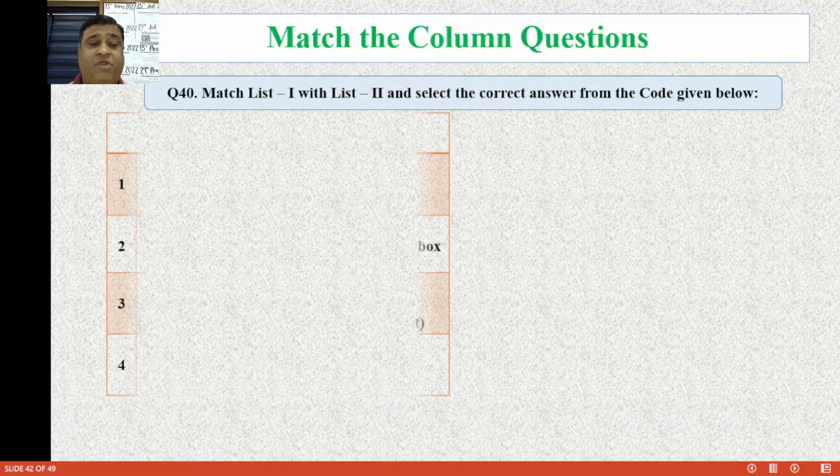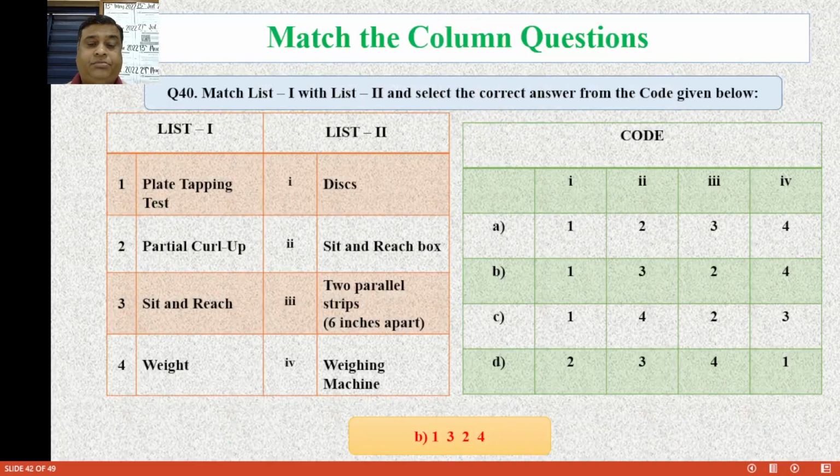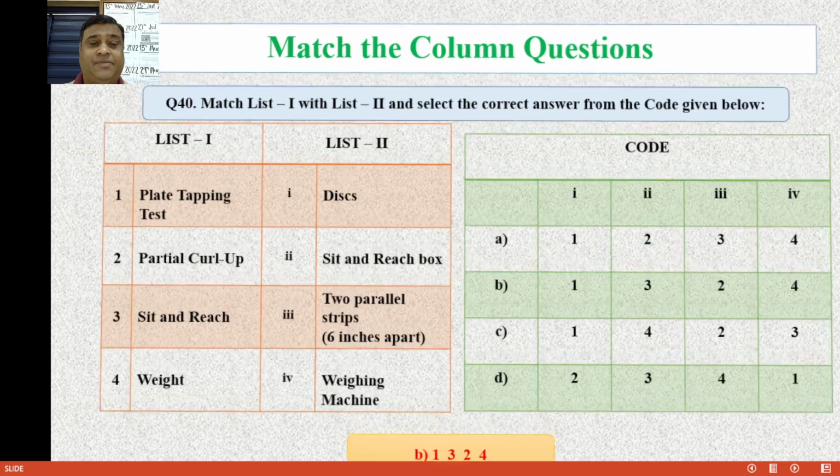Now question number 40. Plate tapping test, partial curl-ups, sit and reach test, and weight. Plate tapping test requires a disc. For partial curl-ups, 2 parallel line strips should be required. For the sit and reach test, a sit and reach box will be required, and for weight, a weighing machine should be required. Now the option is B, 1, 3, 2, 4 is the correct option.